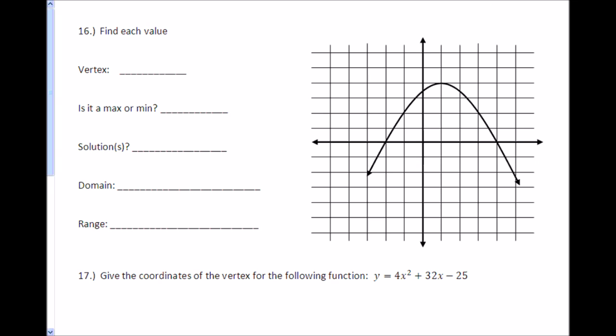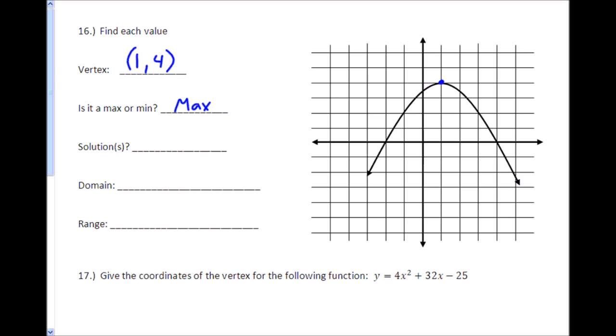For this one, it says to find each value. We're just going to look at the graph and find each value. The vertex is always the maximum or minimum value. That's right here, and that is the ordered pair 1, 4. And we want to know, is it a maximum or minimum? If we look, the vertex is at the top, so that means this one's going to be a maximum.